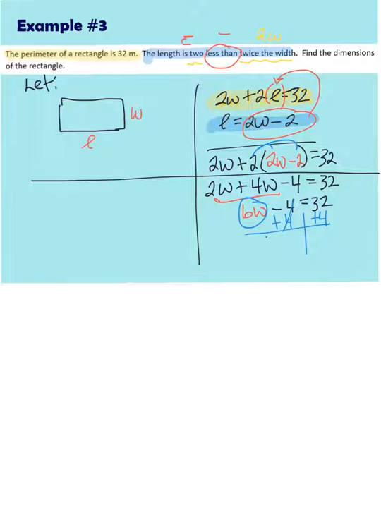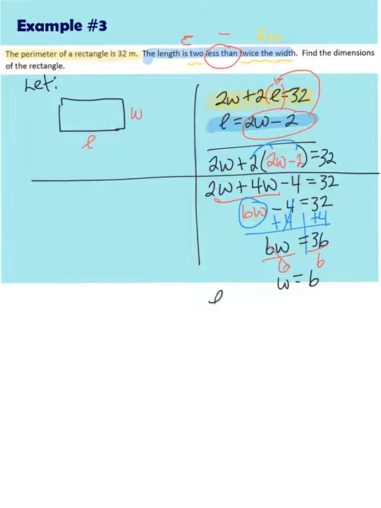And I end up with 6w equals 36. Divide by 6, and you get w equals 6. So now that I know the width is 6, I can take this and substitute it back into here to get my length. So that's what I'm going to do.